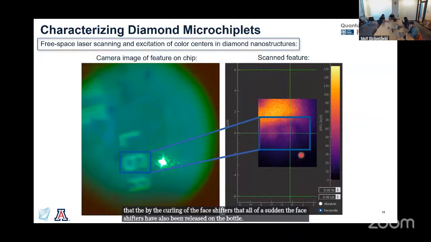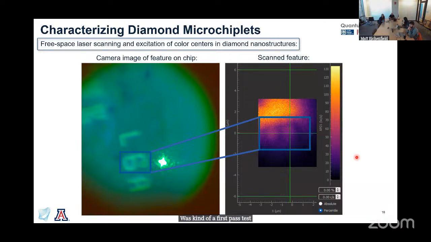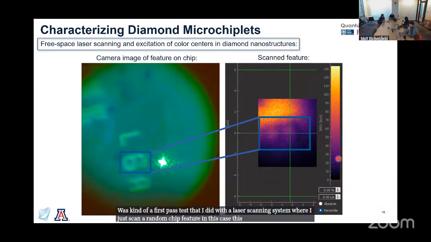Okay, so it's cool. Now we have these devices, we have some diamond, and so now what we have to do is work toward characterizing these diamond microchiplets and the devices. To do that, we've been working on building a free space laser scanning and excitation setup of these color centers in a diamond nanostructure. So here's a first pass test that I did with a laser scanning system, where I just scanned a random chip feature, in this case, this 6 on a chip that I found, and I was able to scan that feature back.